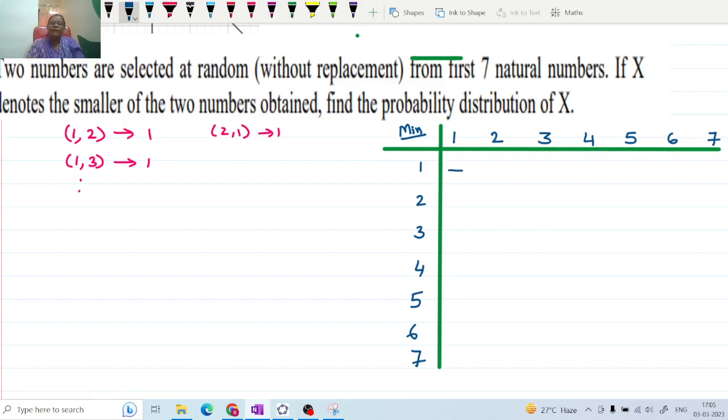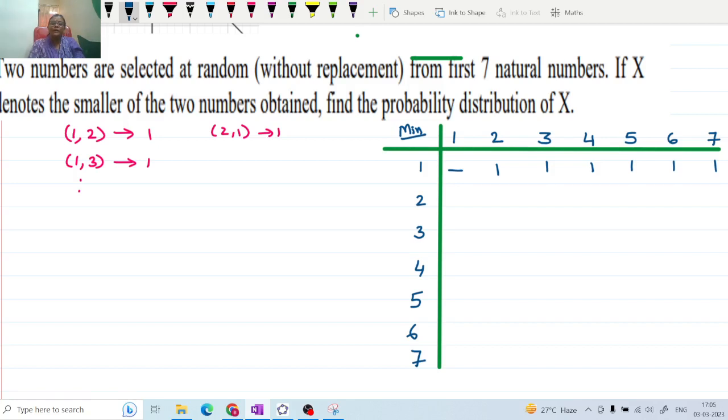Now, next is one from the first and two from the second. Of the two, which one is minimum? It will be one. One from the first, three from the second lot, one will be the minimum. That means with one as the first number, the second lot has any number, whatever it is, the minimum will always be one. Likewise, the first numbers are 2, 3, 4, 5, 6, and so on.